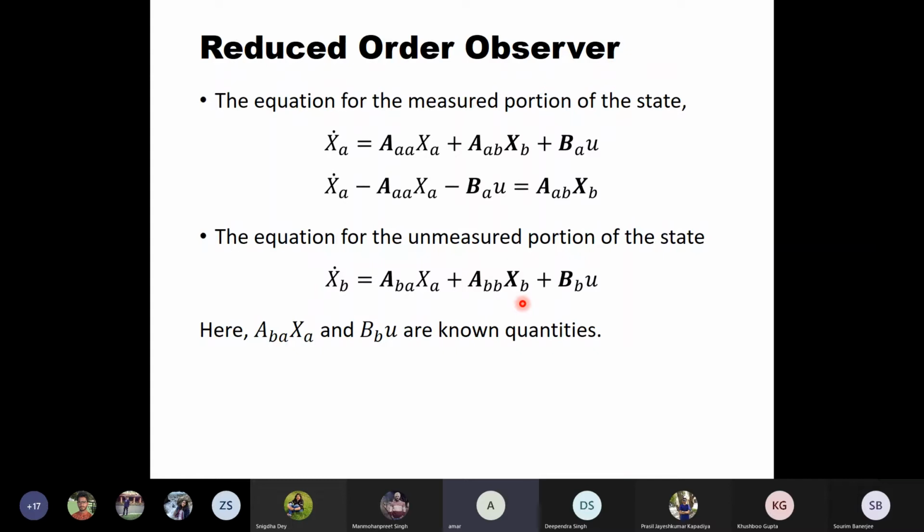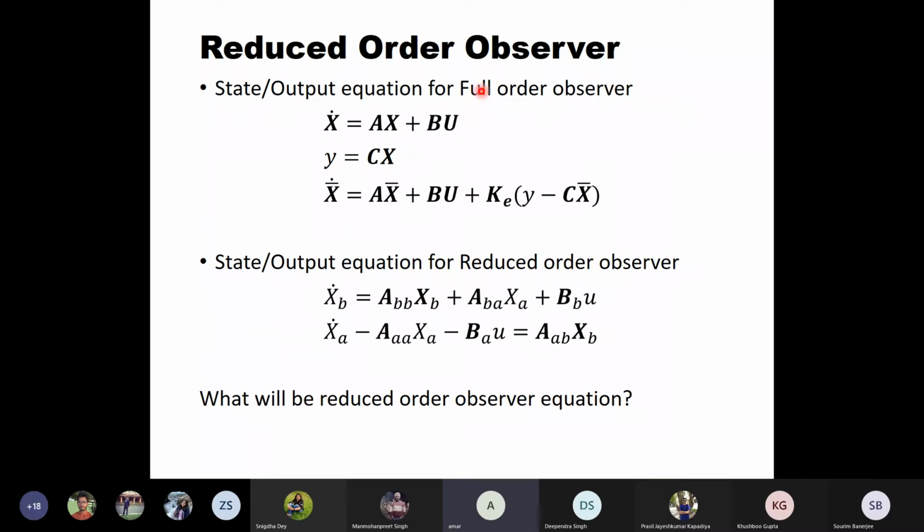Once I write the equations for the measured portion and the unmeasured portion of the states, let us compare the state and output equations for the full order observer and the reduced order observer. In the full order observer, we have x dot equals Ax plus Bu and y equals Cx, and our full order observer equation is x bar dot equals A x bar plus Bu plus Ke times y minus C x bar.